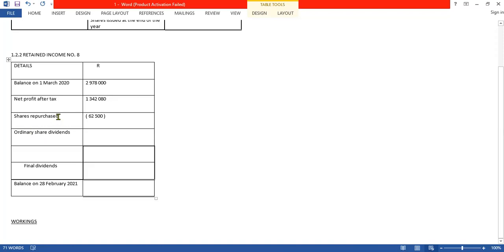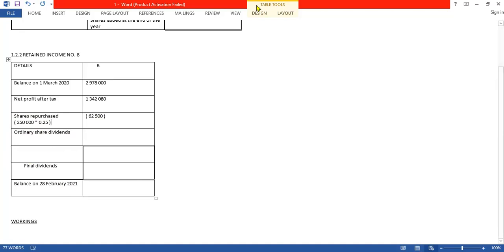So we calculated it by simply saying, I'm going to write the method here, 250,000 multiplied by 0.25, and that gave us 62,500. So now that we're finished with the part of shares repurchased, we are now going to focus on the ordinary share dividends, right? Remember, guys, for ordinary share dividends, we are going to say final dividends plus interim dividends. Let us go for the information.